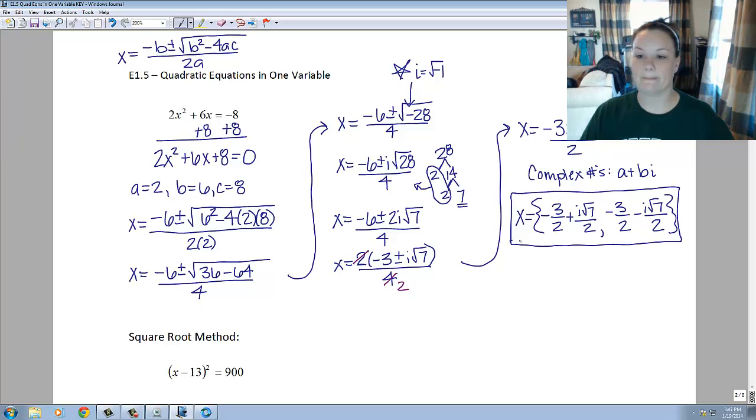All right, so most of you have seen the quadratic formula before, hopefully. If not, feel free to ask me questions, try some extra problems. I'm going to go ahead and move on and go over the square root method.